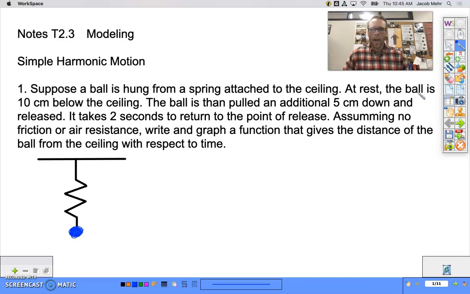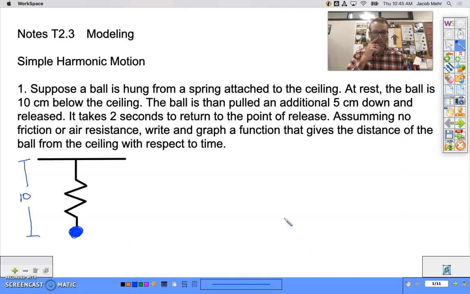At rest, the ball is 10 centimeters below the ceiling. So we're going to say from there down to there is 10. The ball is then pulled an additional 5 centimeters down and then released. It takes 2 seconds to return to the point of release. I'm doing this really slow, and it's okay. It's not super realistic, but we're just going to say it takes 2 seconds to return to the point of release. Assuming no friction or air resistance, write and graph a function that gives the distance of the ball from the ceiling with respect to time.